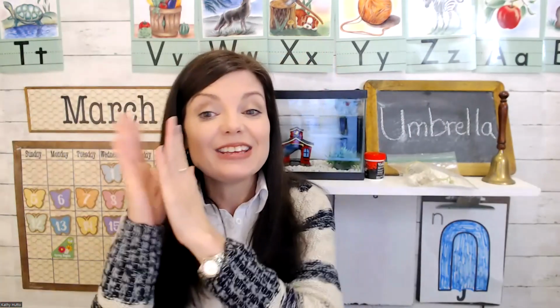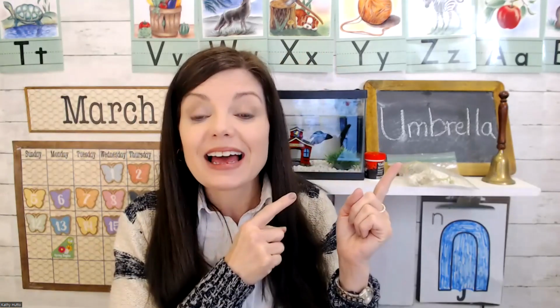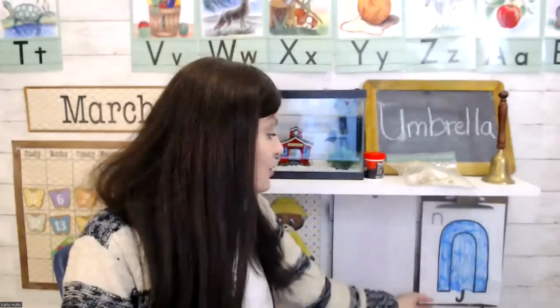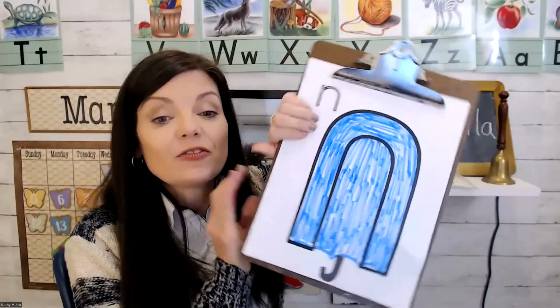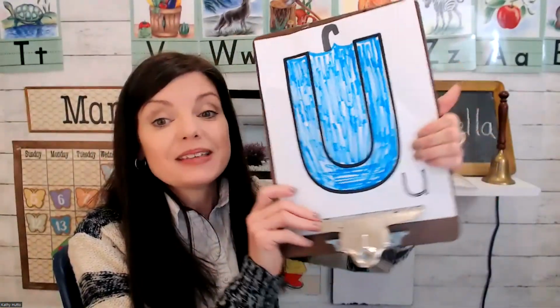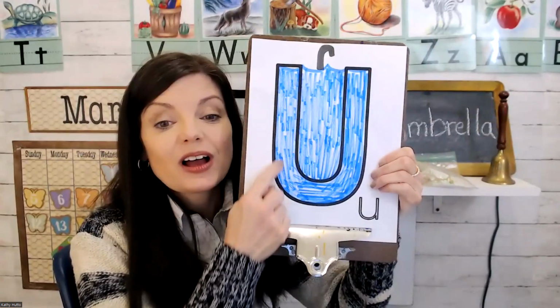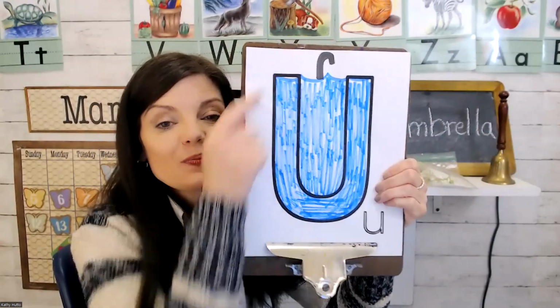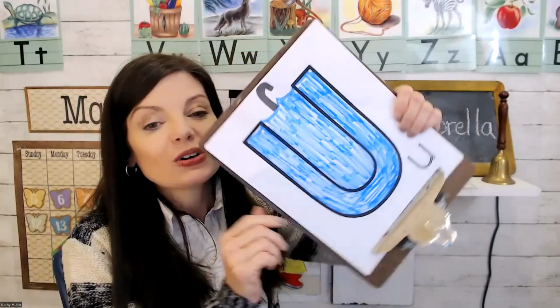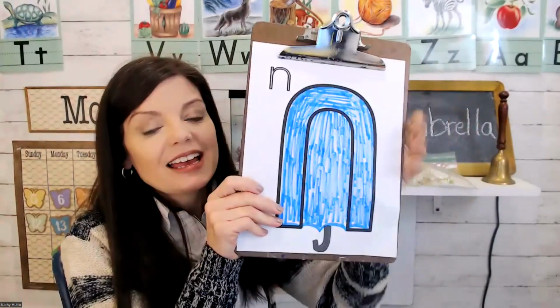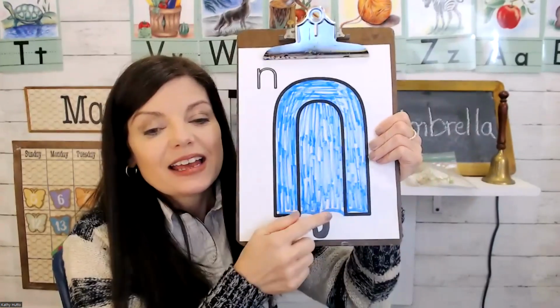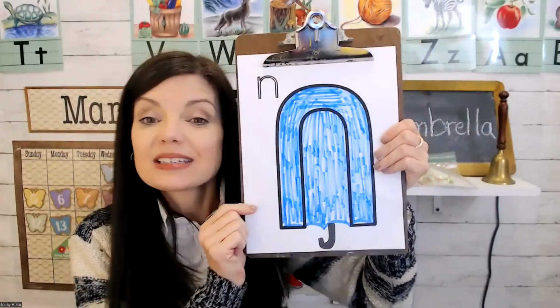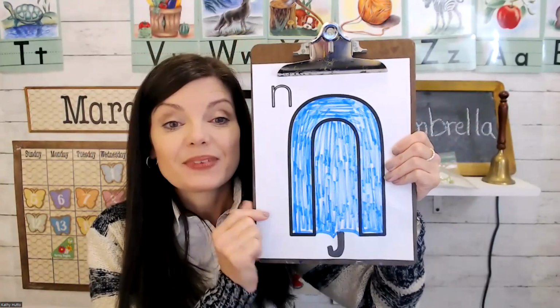Well, today, U is for umbrella, and I decorated my letter U to look like an umbrella. Actually, first, I turned it upside down. U is for upside down. So there is letter U, and I turned it upside down, and I just colored it and added a handle, so now it looks like an umbrella.